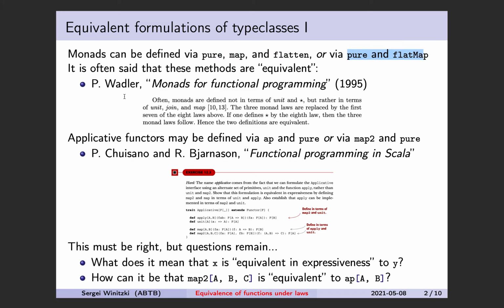Here is an article about monads that introduced most of this terminology, and it says often monads are defined not in terms of unit and star, but in terms of unit, join, and map. Now star is a function that was equivalent to flatMap in Wadler's notation in that paper, and unit was equivalent to pure. Join is equivalent to flatten.